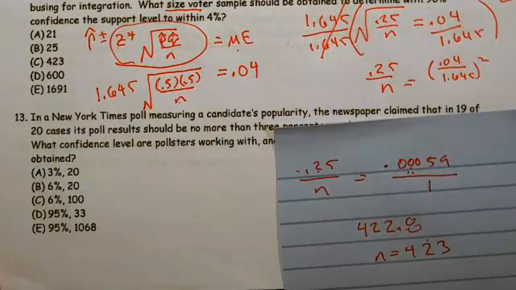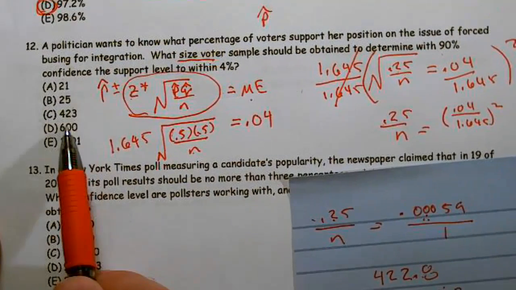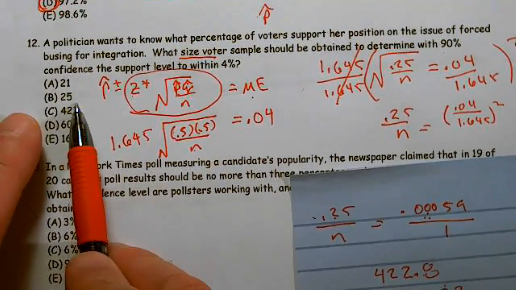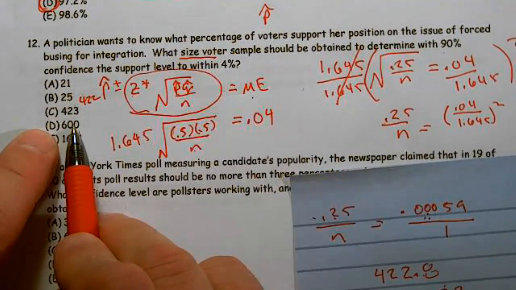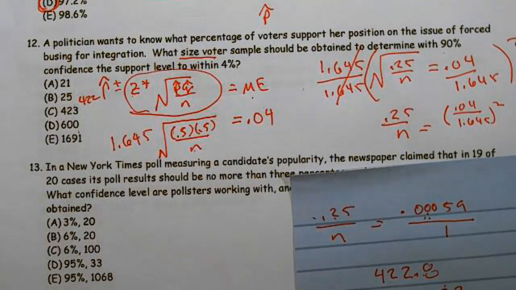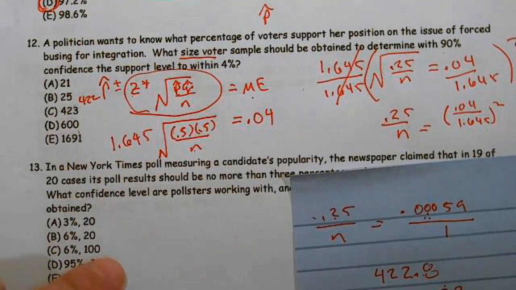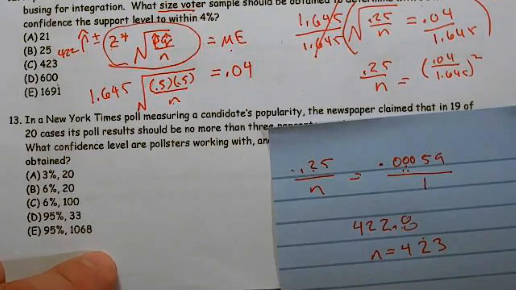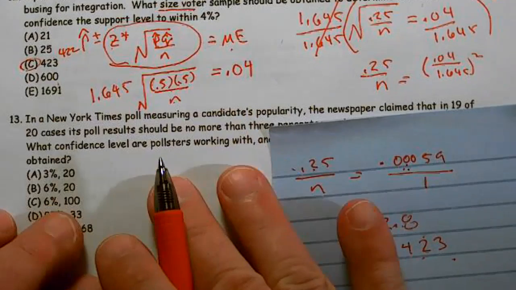Now, if I look on my sheet and I don't see 423, let's say I had a value at 422 and the next value was 600, I would have to choose 600. Even though it's really 423, you always have to go to the next higher answer. The next higher answer, in this case, is 423. We have a 423. We're going to choose that as our answer.